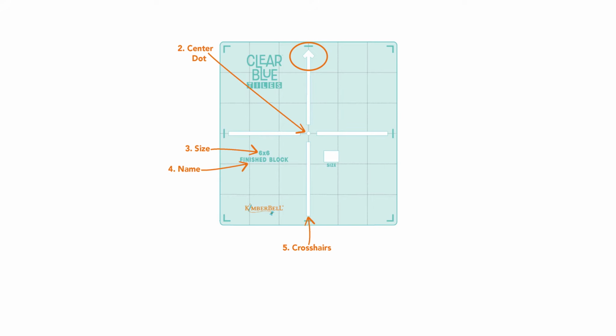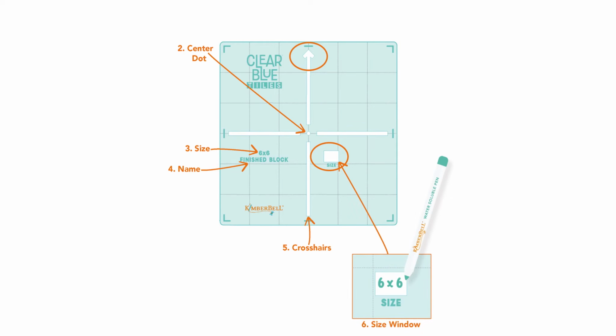But notice right here where there's this open window, when it's time to mark your quilt with your tile, don't forget to also mark the size of the block in that window. In this example, I am using a 6x6 tile, so therefore I'm going to write 6x6 in that window with my water-soluble marker. Now, why is this so important?